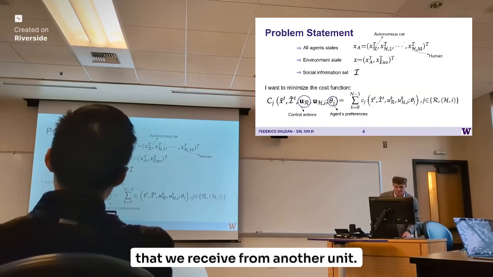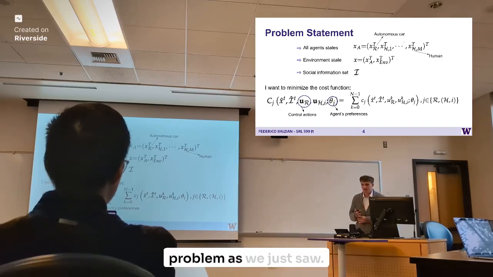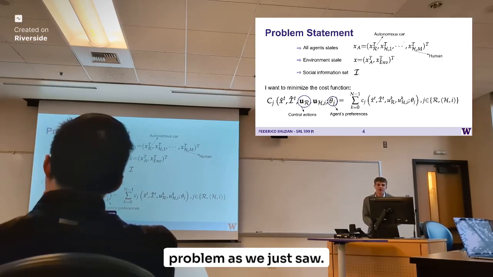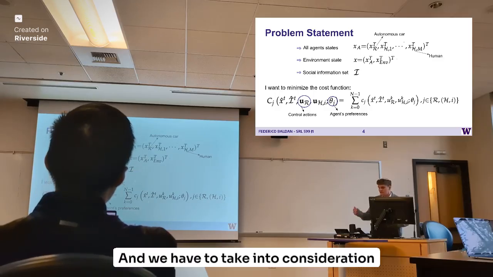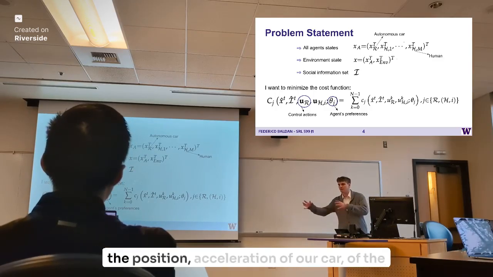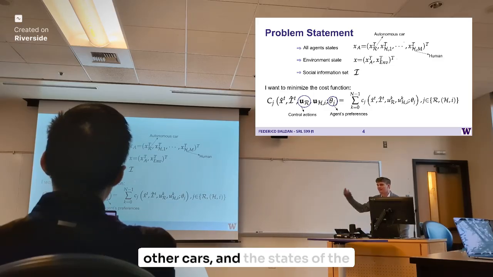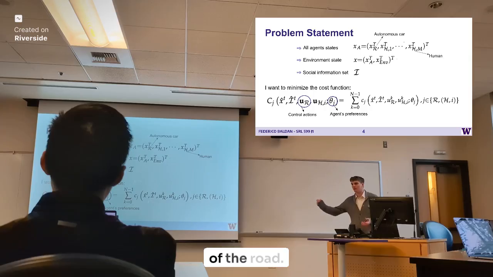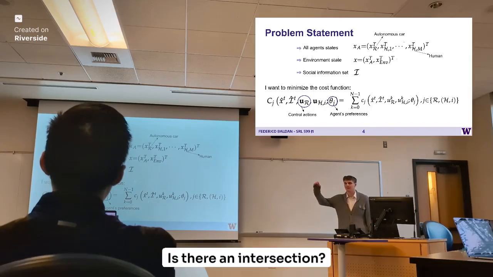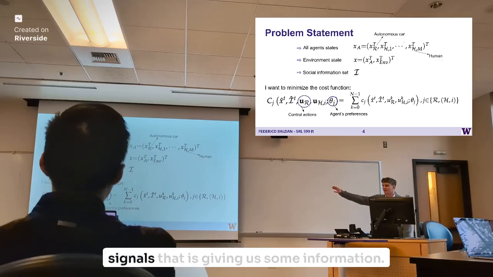Perfect. This is a control and dynamical system problem, as we just saw, and we have to take into consideration different states. For example, the states, which means the speed, the position, acceleration of our car, of the other cars, and the states of the environment. Okay, so the road, is there an intersection, is there a red light or green light, or otherwise a signal that is giving us information.